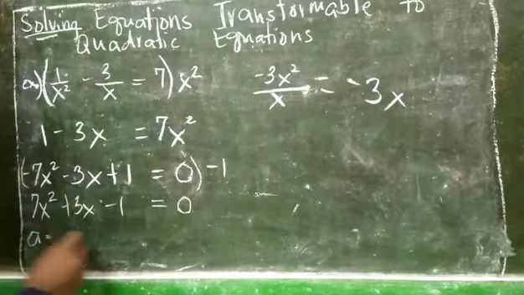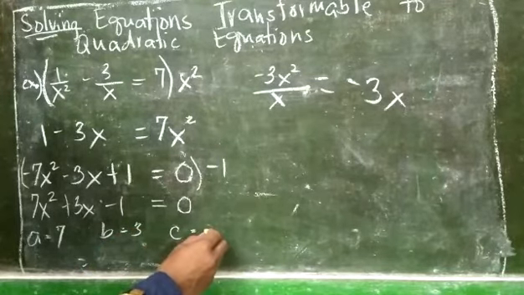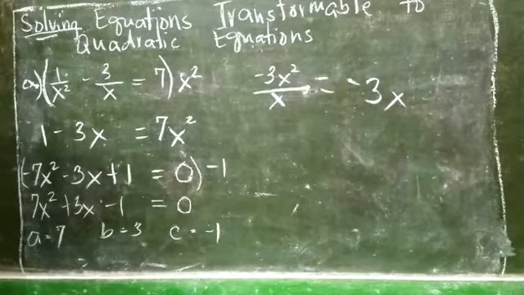So, yung A natin, yung B, and C. Yung A natin dito ay 7. Yung B natin ay 3. At yung value ng C natin ay negative 1.